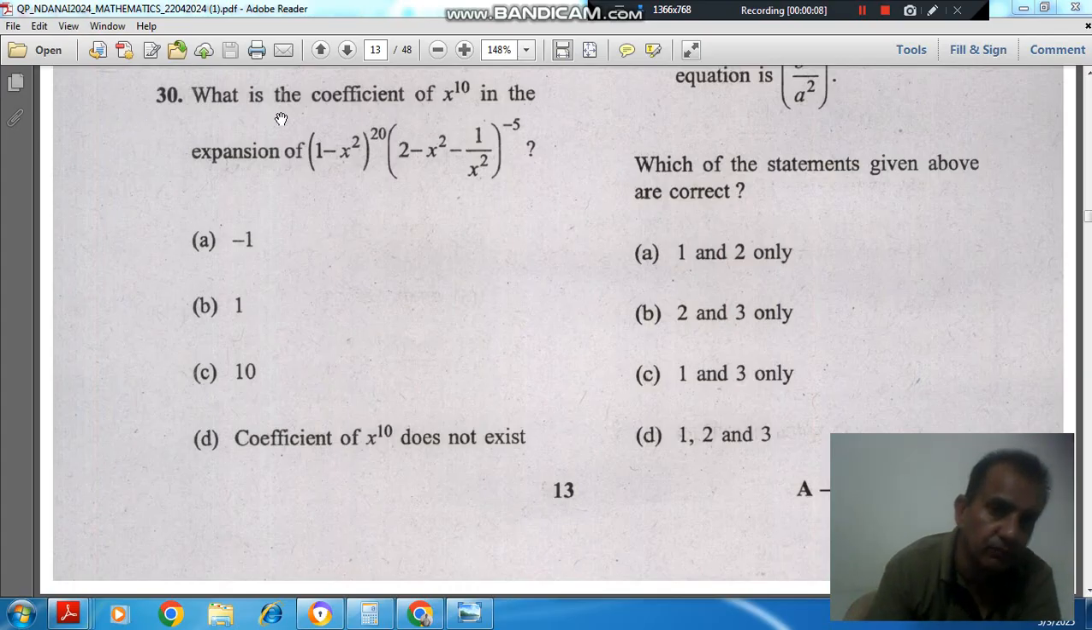Question number 30. What is the coefficient of x^10 in the expansion of (1 minus x^2)^20 times (2 minus x^2 minus 1/x^2)^-5? Option A: minus 1, option B: 1, option C: 10, option D: coefficient of x^10 does not exist.